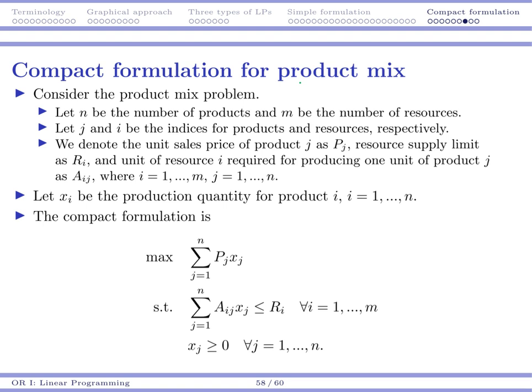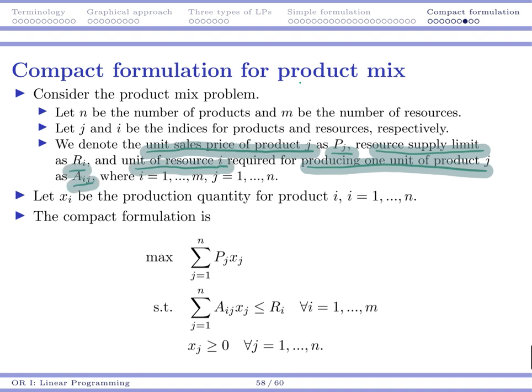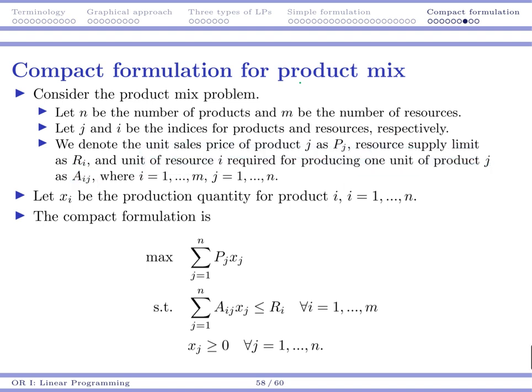So we need some parameters. Unit sales price of product j is going to be pj. The resource supply limit is ri. And the unit of resource i required for producing 1 unit of product j, that's denoted as aij. So you may see that whenever we are talking about resources, that's i. Whenever we are talking about products, that's j.